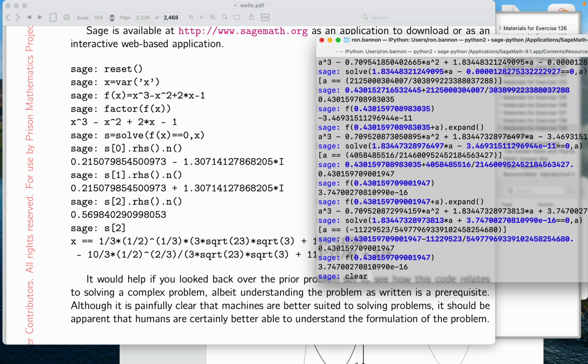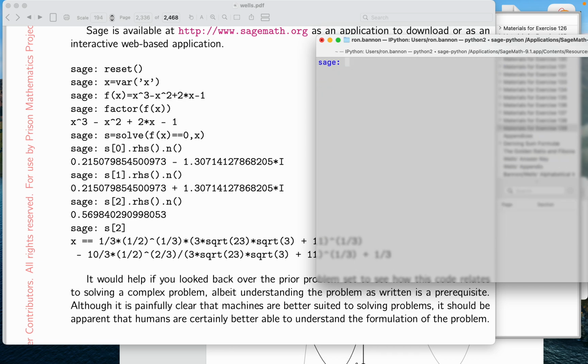Let me just clear this out for you. What I mean by that, you could type in a polynomial like this over here. Let me just do this again. F of x equals x cubed minus x squared, let's see, plus 2x, and that's minus 1, right? So, you could say solve. We were doing this before, right? Let me put this down for you. F of x equals 0, and we want to solve it for x.